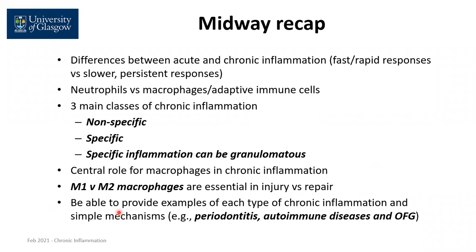And then finally, be able to provide examples of each type of chronic inflammatory disease. So periodontitis is an example of non-specific. Autoimmune diseases such as rheumatoid arthritis are an example of specific chronic inflammation, whereas OFG is an example of specific chronic inflammation characterized by the formation of these granulomas. So that concludes part A of the chronic inflammation lecture.